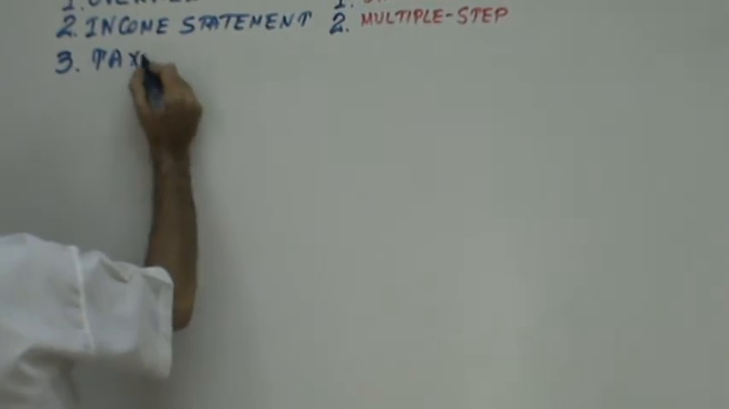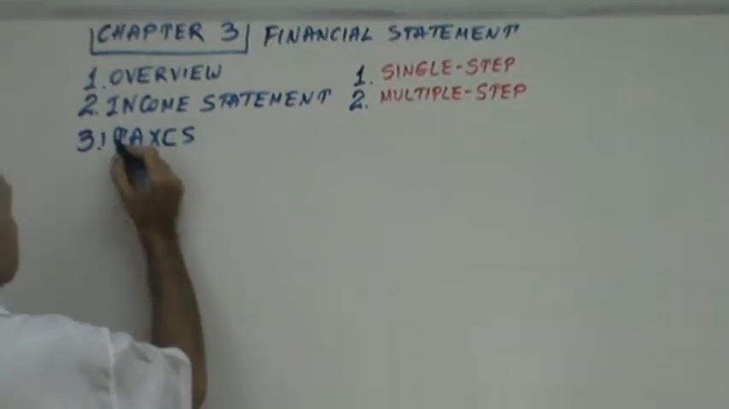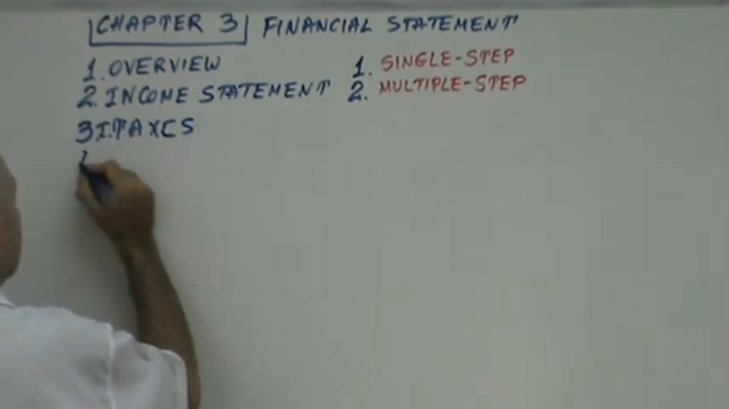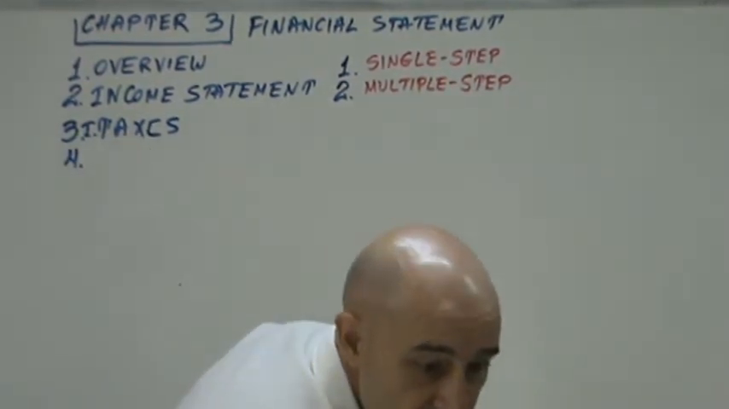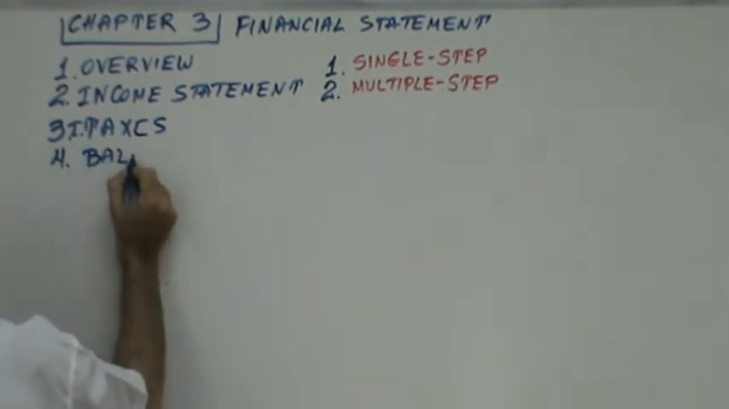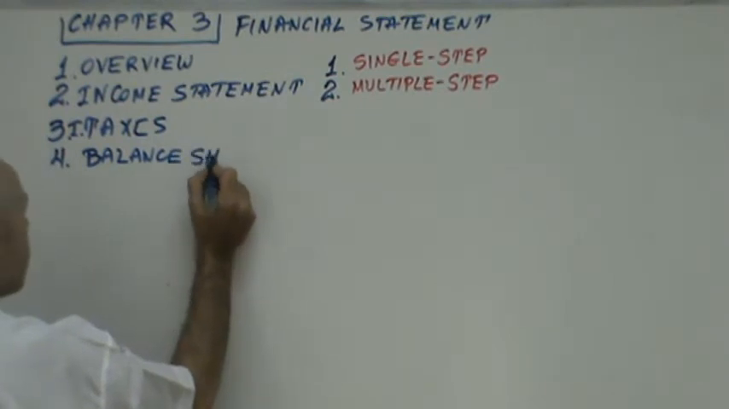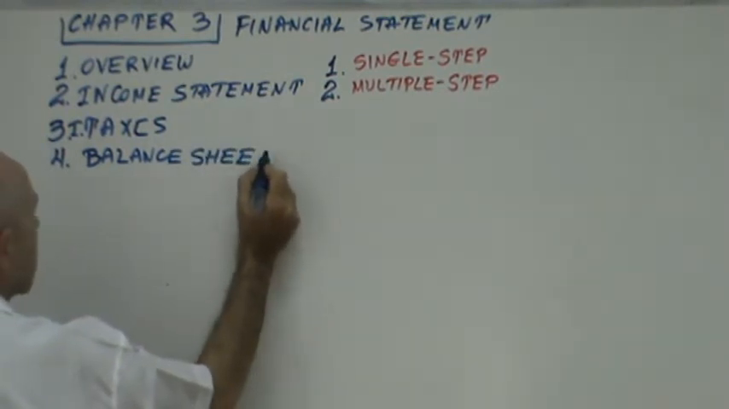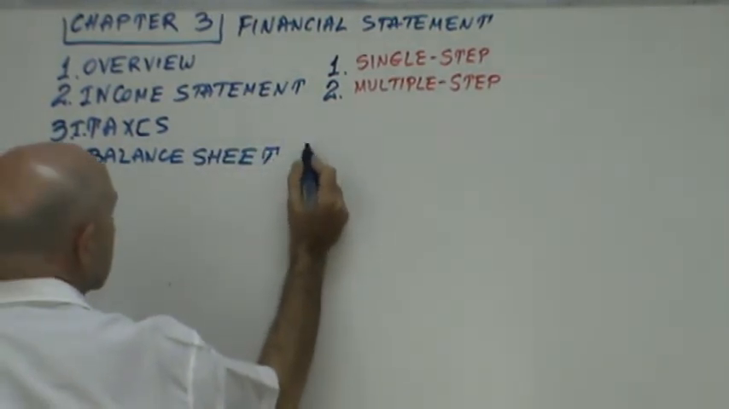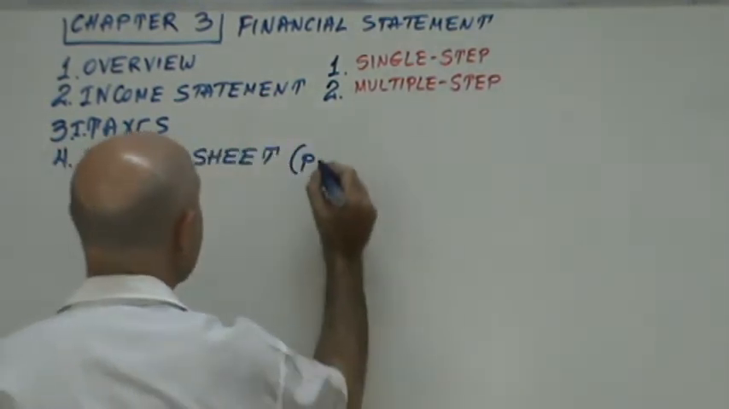Number three. So three was income tax. Okay, income taxes. Number four, the balance sheet. This is page 61.